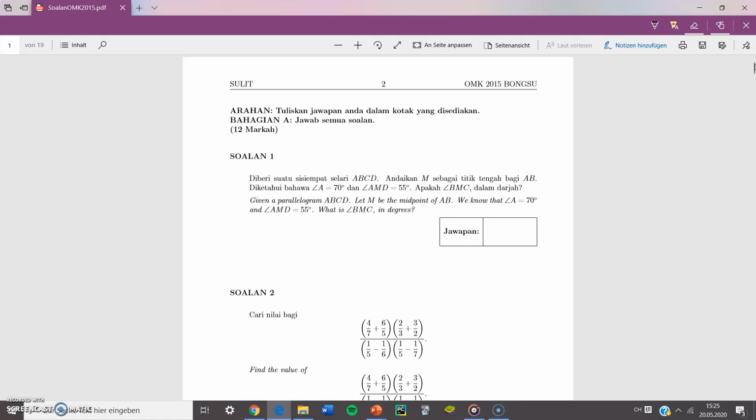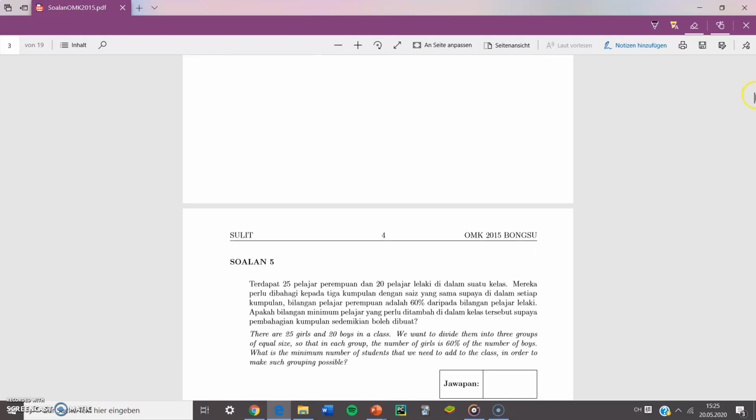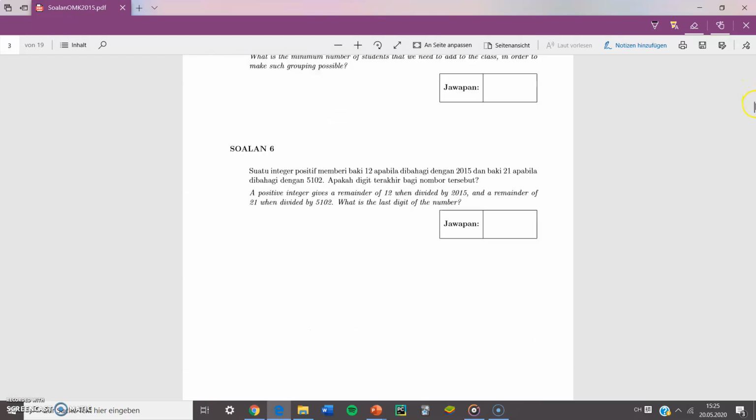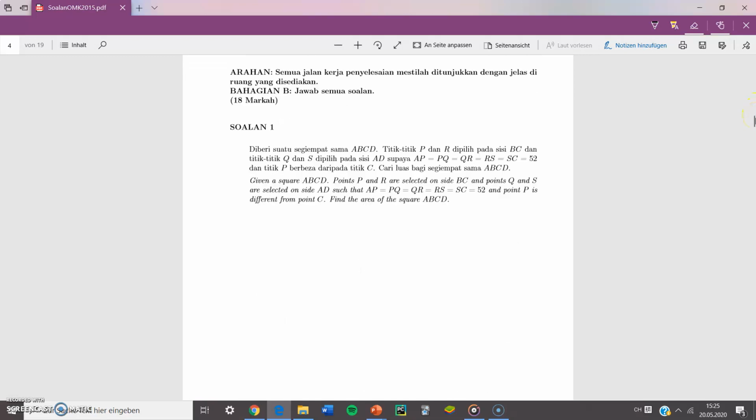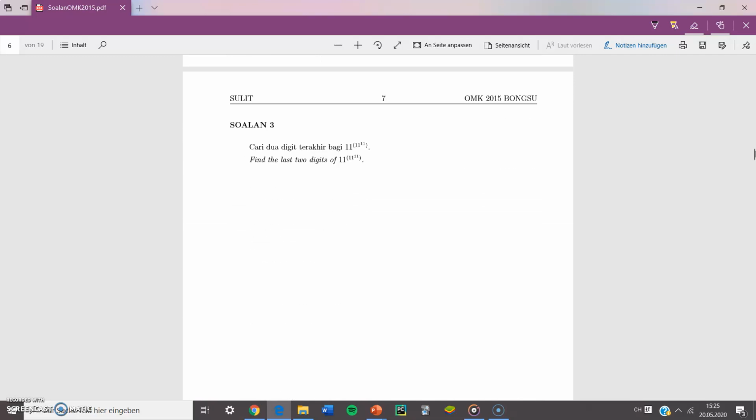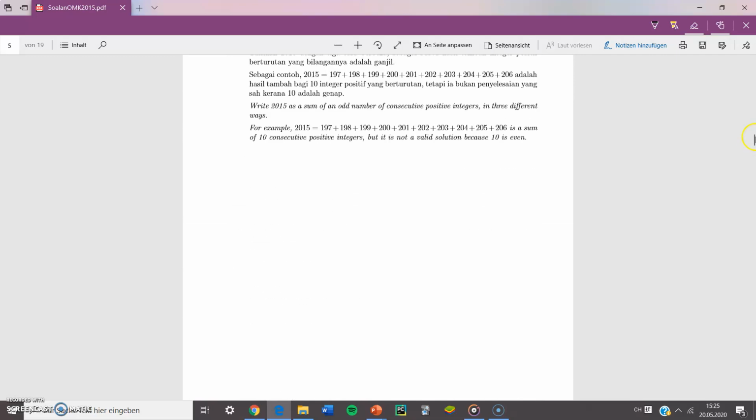In this competition, there is a time limit of 2 hours and 30 minutes. And then you have two parts. In part A, we have 6 questions in which you only need to write the answer. And part B is the part where you need to show your full working. Okay, so this is a walkthrough.